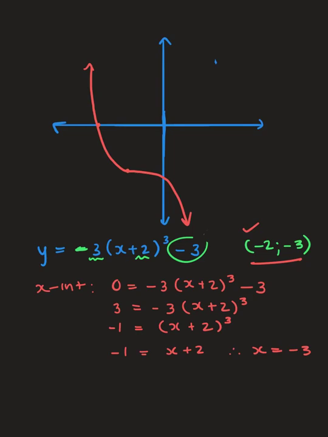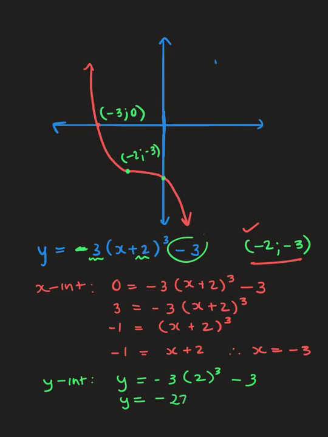All right, so the last thing that we just need to do, just let me label these points. So negative 3, 0, that is negative 2, negative 3. I just need to find my y-intercept. So for my y-intercept, I let x equal 0. So it's going to be negative 3 times 0 plus 2 is just 2 cubed minus 3. So that's going to be 2 cubed is 8. So negative 24 minus 3 is negative 27. Okay, so that's going to be my y-intercept.